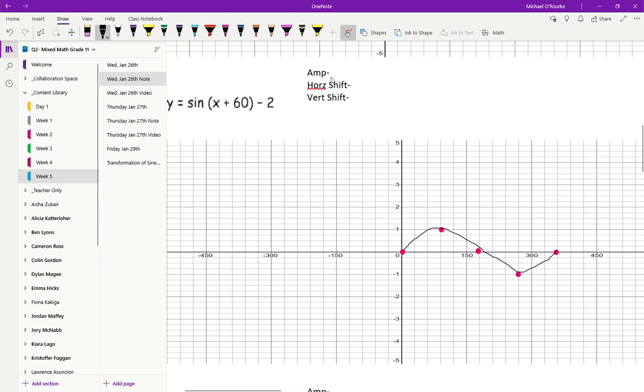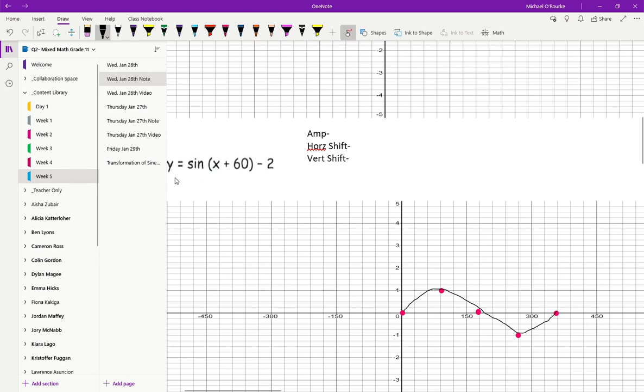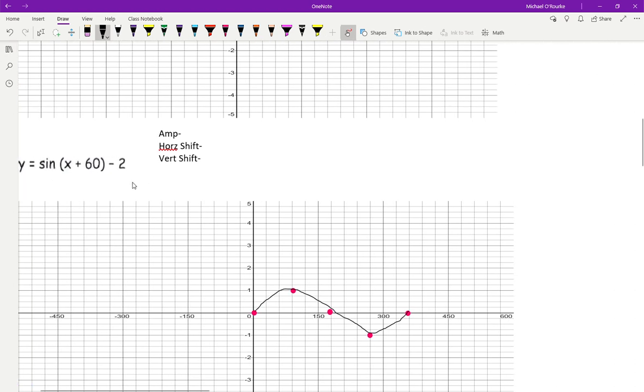So then, let's look at our new function. And I'm going to write down what's happening here. For every time I need to change it, we're going to adjust what we're looking at here. So my amplitude here is 1. My horizontal shift is left 60. And my vertical shift is going to go down 2.